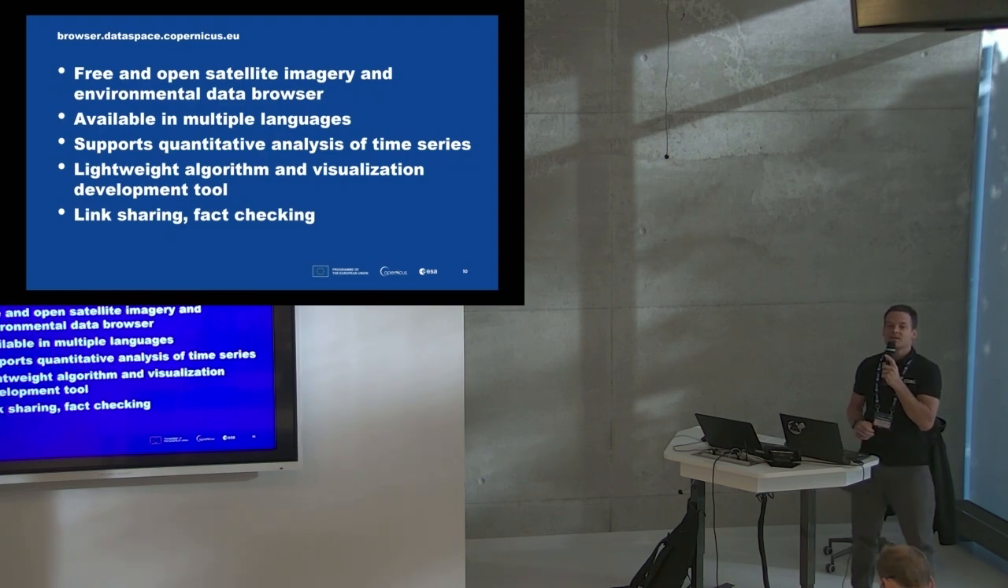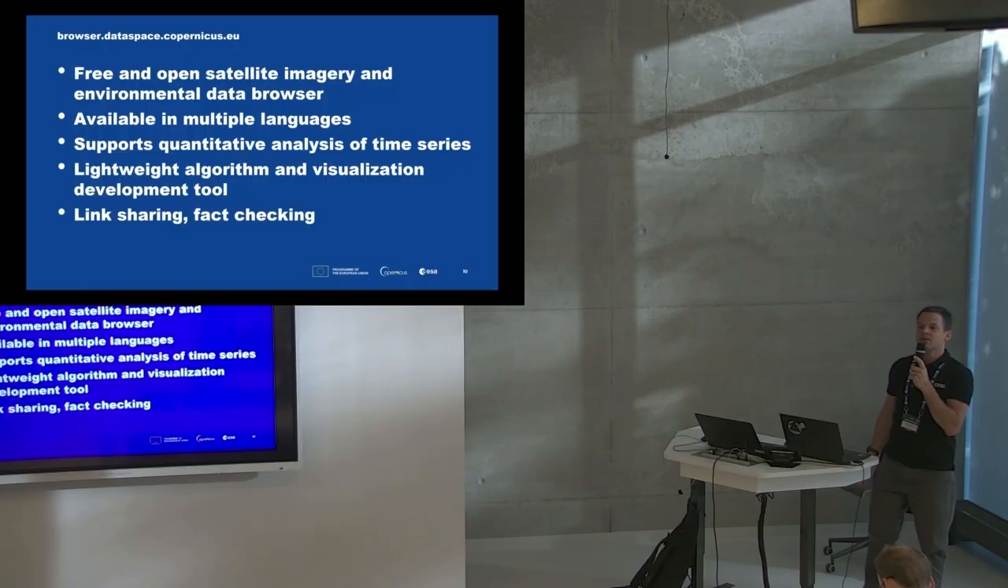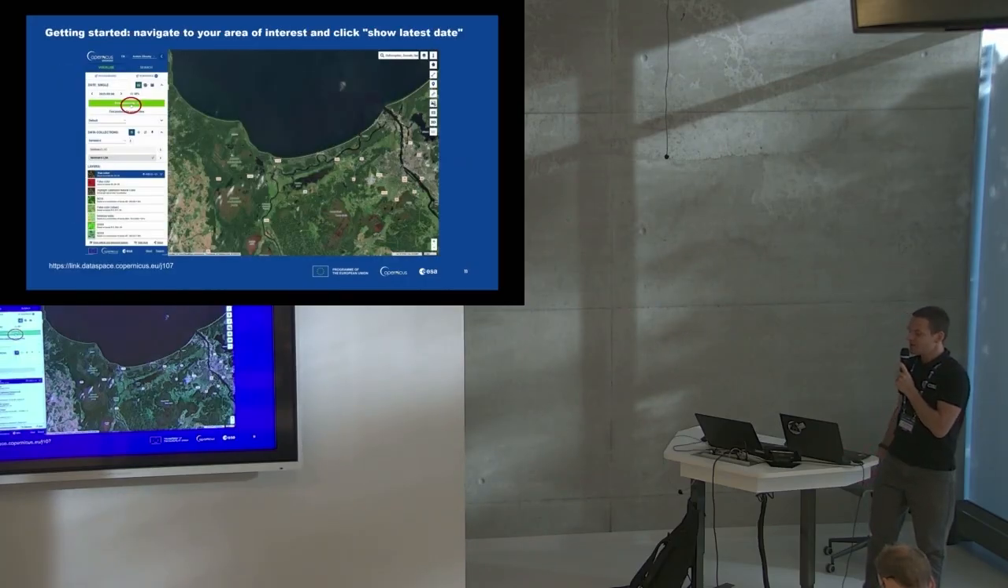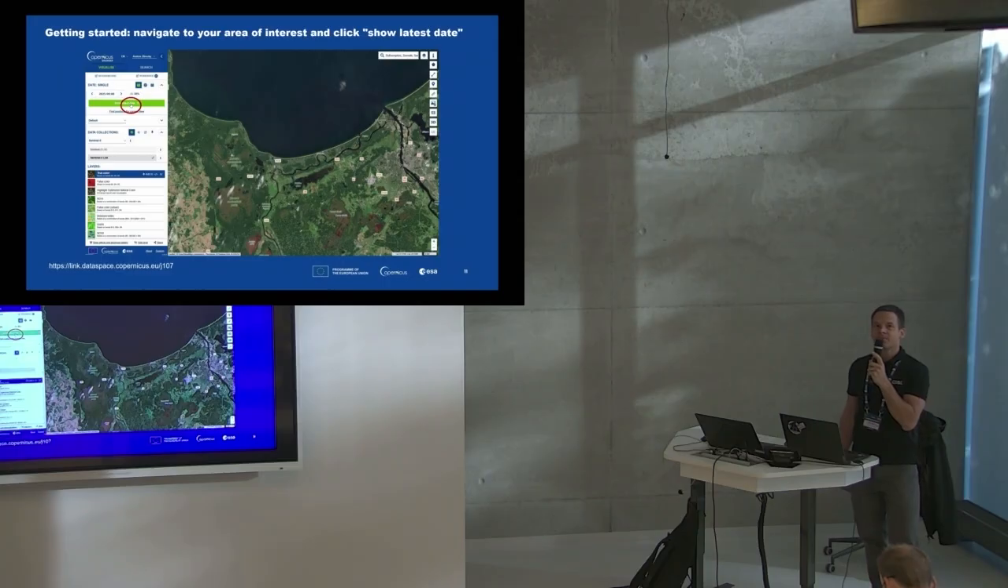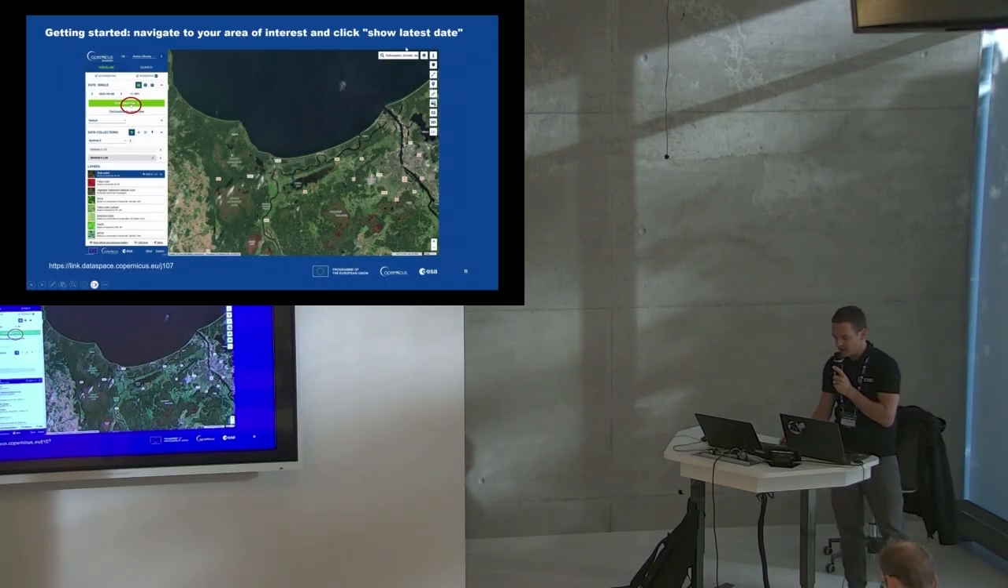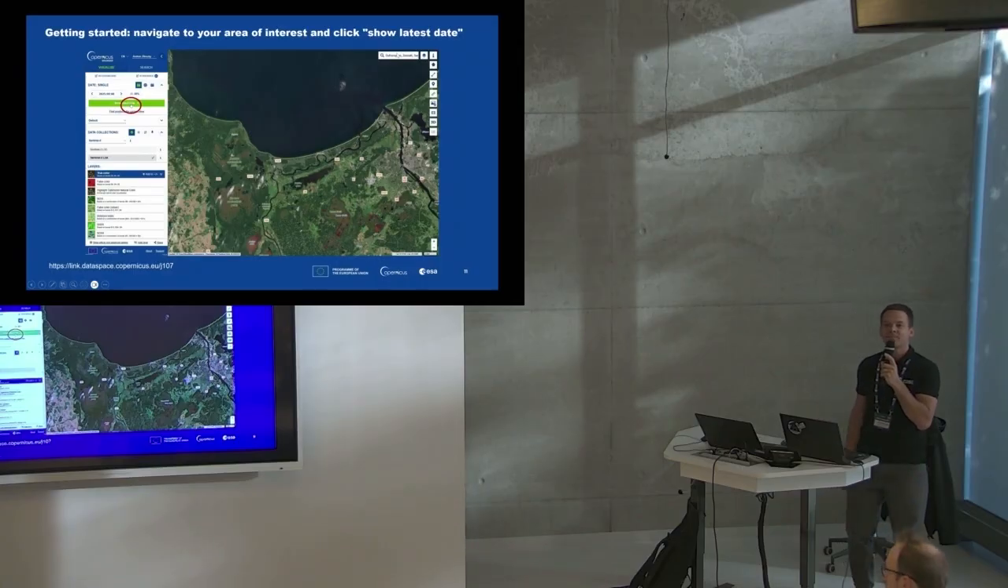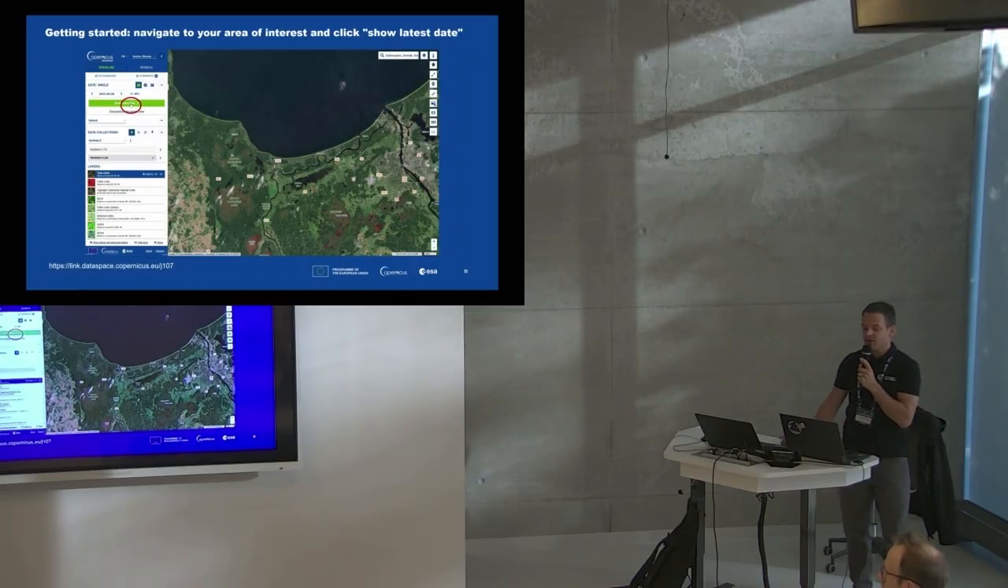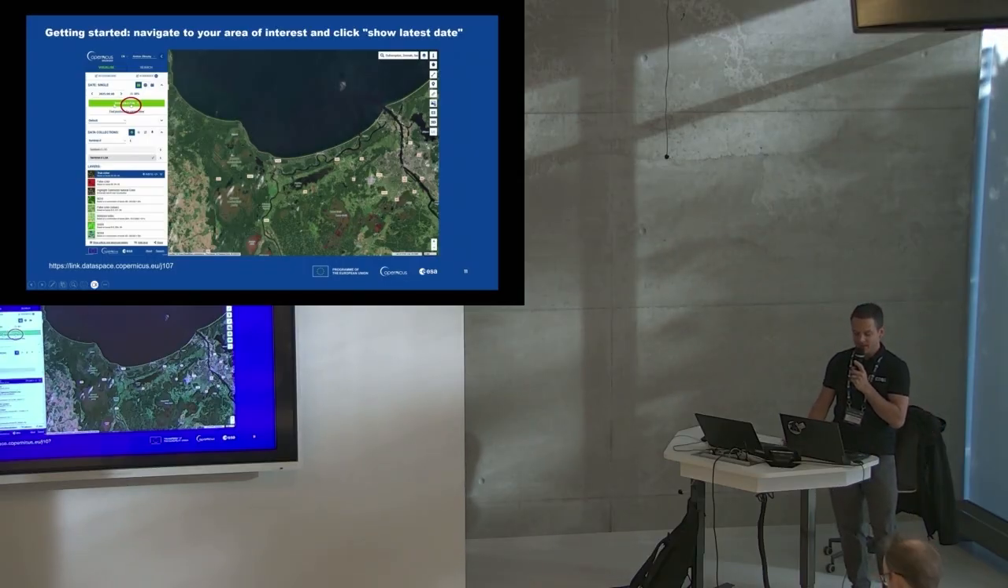Everybody successfully opened Copernicus browser? Yes? Okay. So this is what you see, right? In the top right, for you guys, I don't know why we have Zermatt here. If you just type in Riga, you will see a satellite image of Riga. The system will navigate to Riga, and then on the big green button, you click Show Latest Date, and that will pull up the latest satellite image.